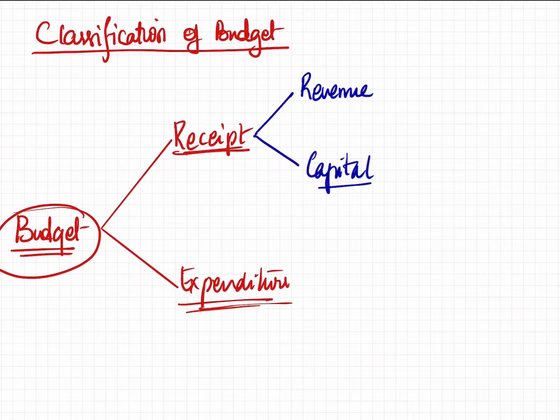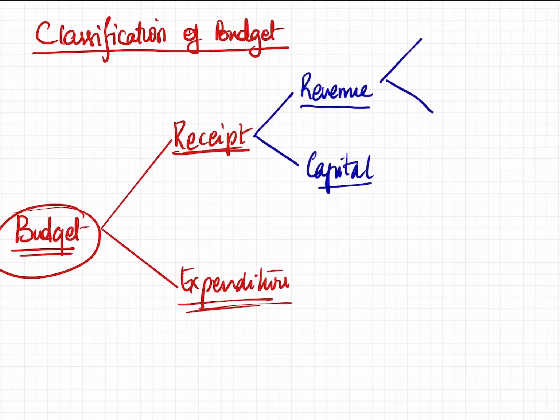So what is revenue receipt? Revenue receipt is any money that the government receives that does not increase the liability of the government, or does not reduce the asset of the government. Such receipt is known as revenue receipt. And capital receipt is anything which increases liability or reduces the asset of the government. Now let's try to further classify them.